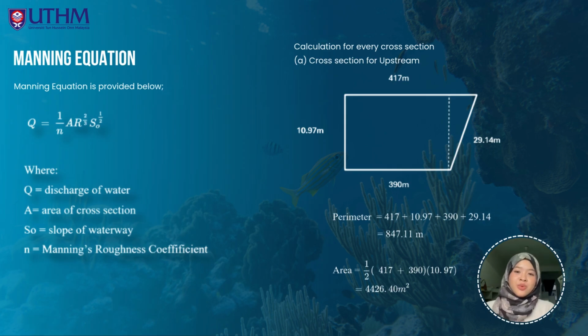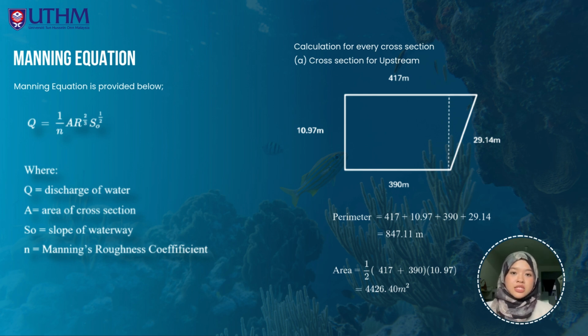Next is the Manning equation. The Manning equation is to find the discharge of water. So the equation is Q equals 1 over N multiplied by A R to the power of 2 over 3, multiplied by S to the power of 1 over 2. Q is the discharge of water, A is the area of cross-section, SO is the slope of the waterway, and N is the Manning roughness coefficient. So the first step, we need to calculate for every cross-section, upstream, midstream, and downstream.